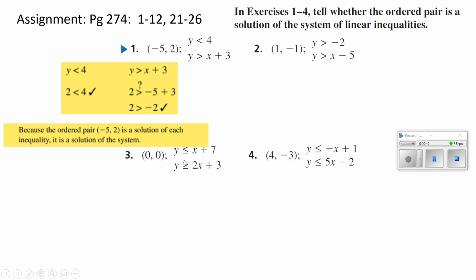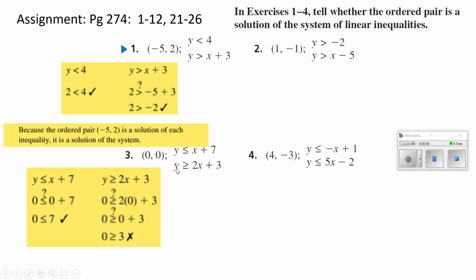If I plug in 0, 0, that means y is 0 and so is x. That means 0 has to be less than or equal to 7. That is true. But when I plug in 0 here and here, 2 times 0 is 0, and 0 plus 3 is 3, and 0 will not be greater than 3. So this one doesn't work. So this is not a solution for the inequality.